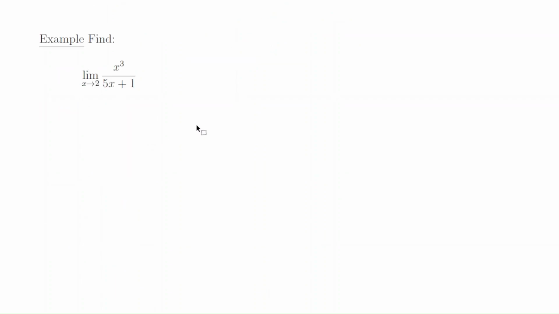Okay, and so what about if we have something like this? Now, this is what's called a rational function. A rational function is a polynomial divided by a polynomial. Well, didn't we have a theorem that said limit of the quotient equals the quotient of the limits? So can't we write this as the limit as x approaches 2 of the top part, the x cubed, divided by the limit as x approaches 2 of the bottom part, 5x plus 1?